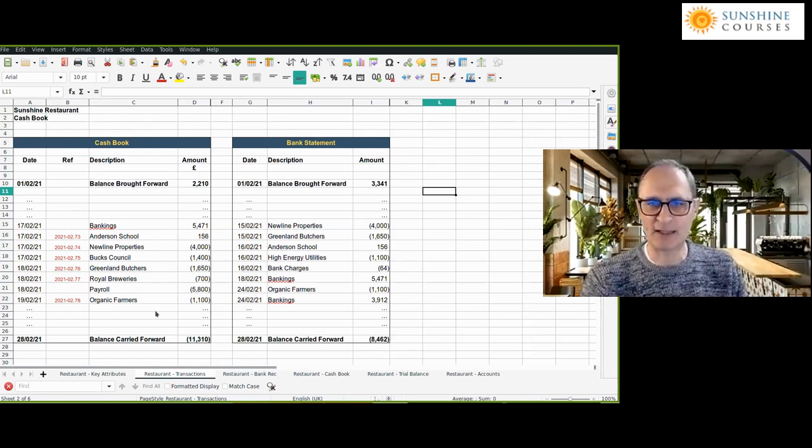Before I do anything else, I'm going to do a bank rec. Although I put this all on the one sheet, I've got the cash book and separately the bank statement. I can see, for example, that Anderson School have paid £156 in the cash book, and I can see it's in my bank statement for £156. Do you remember we put a little X to show that we've reconciled it?